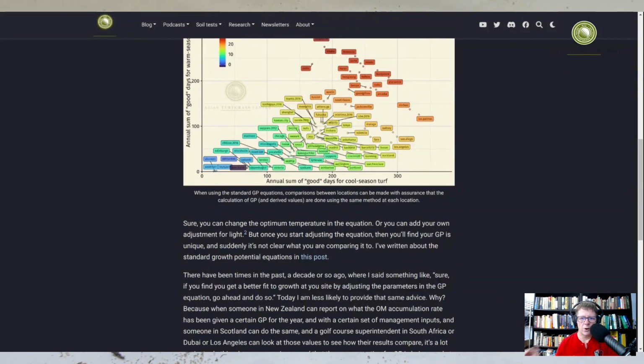But as I wrote in the caption, when using the standard GP equations, comparisons between locations can be made with assurance that the calculation of GP and derived values are done using the same method at each location. And you can only make these comparisons when you're using the same equation for each place. And that's why, perhaps in a very long-winded way, I no longer recommend making adjustments to the growth potential equation to fit your site. I would rather just say observe what really happens with clipping volume. But in terms of using the growth potential, I think it makes sense to just use the standard equation.